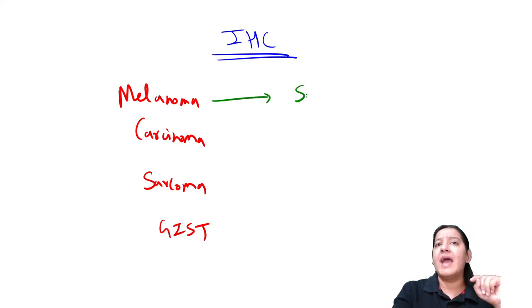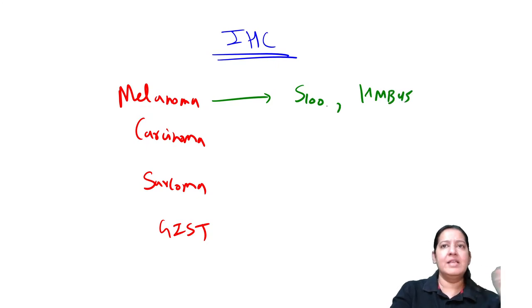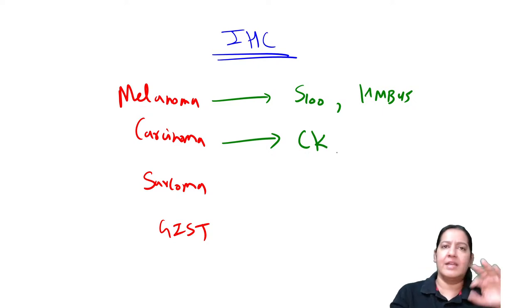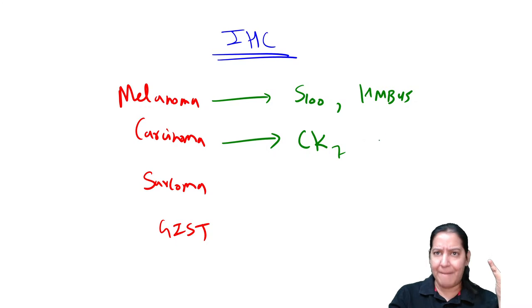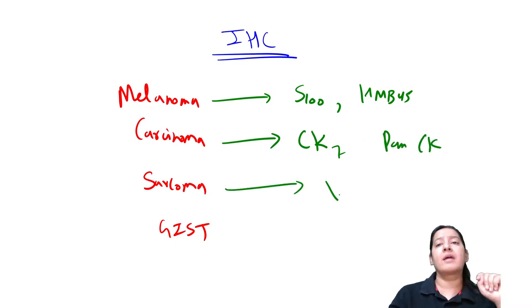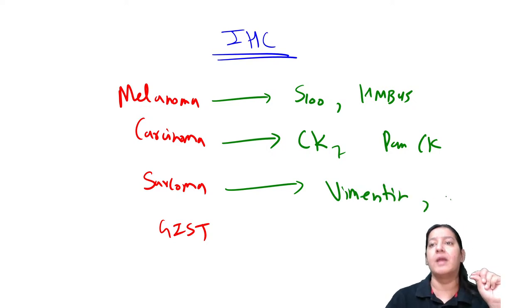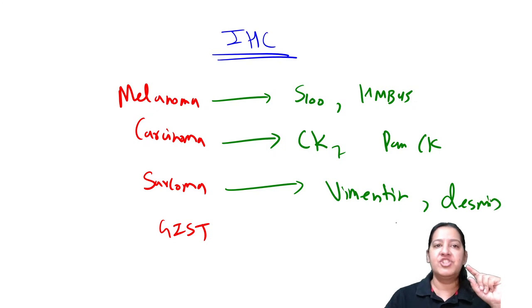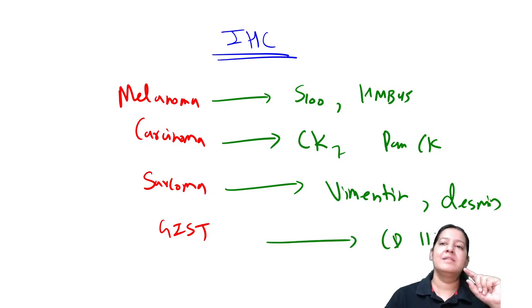The markers for melanoma are S100 and HMB45. The marker for carcinoma is cytokeratin. Any cytokeratin: cytokeratin 7, pancytokeratin, all cytokeratins are there. The markers for sarcoma are vimentin and desmin. You will get all these clues in the question. Vimentin and desmin. The marker for GIST is CD117.